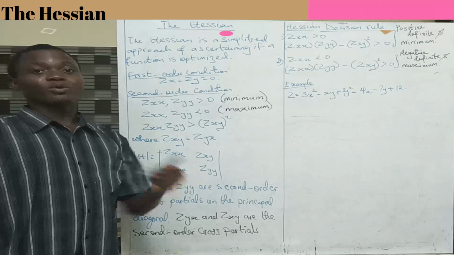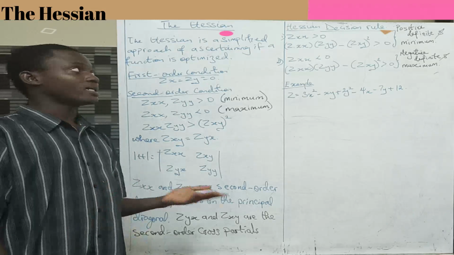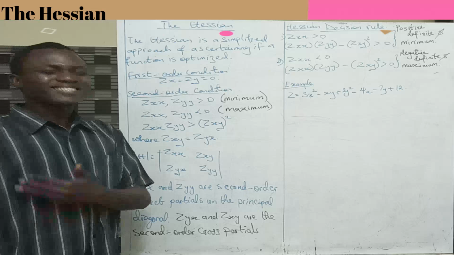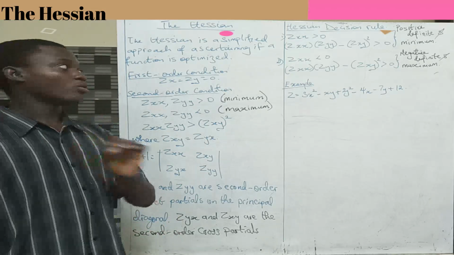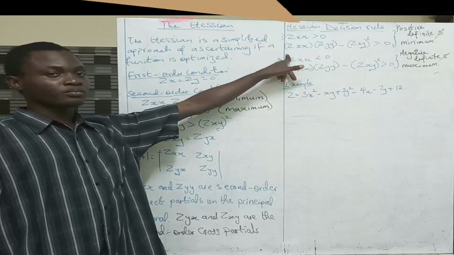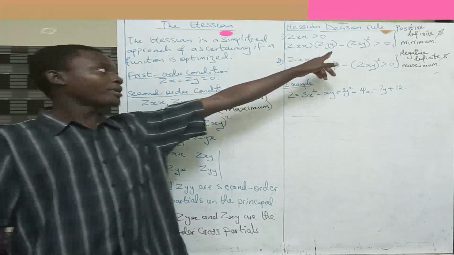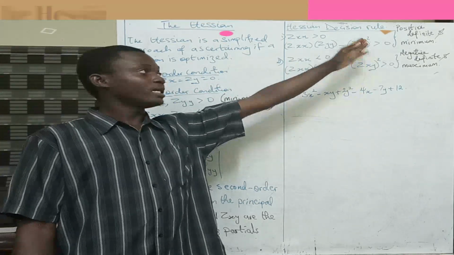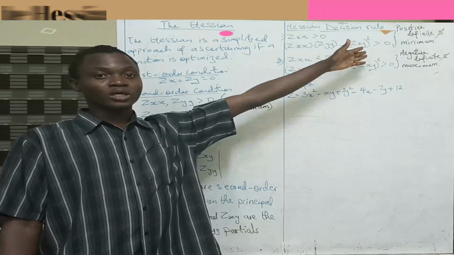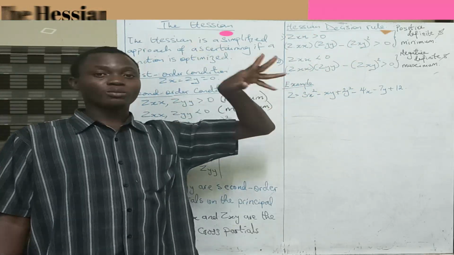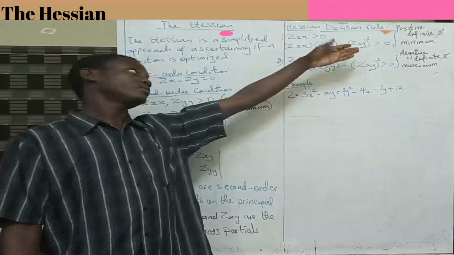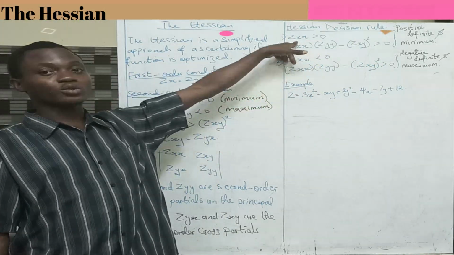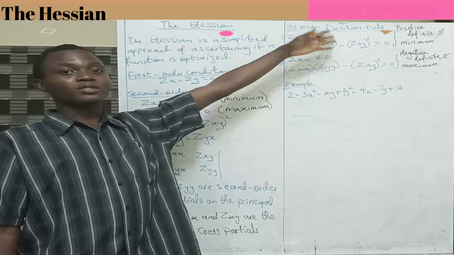That means it is positive. So if your zxx is greater than 0, it's an indication. You are not sure yet. There is a second condition that has to hold: your zxx multiplied by your zyy minus your zxy squared has to be greater than 0. The funny thing is whether it is a minimum or maximum, this second condition has to hold. What differentiates it is the first one, zxx greater than 0.